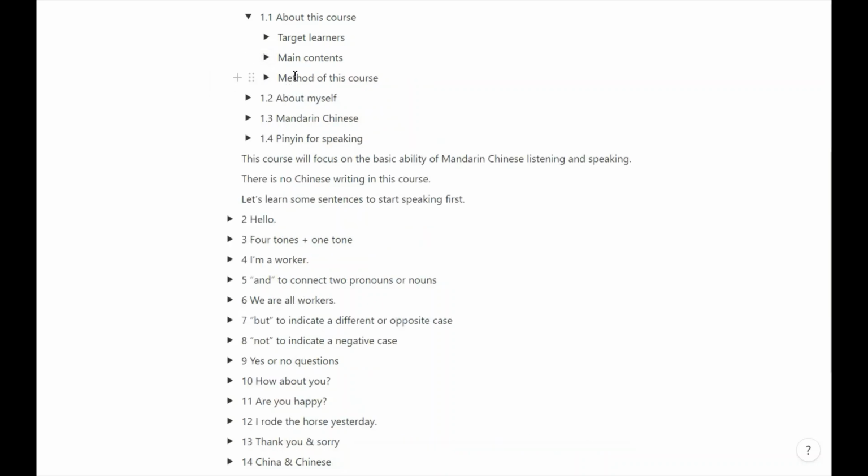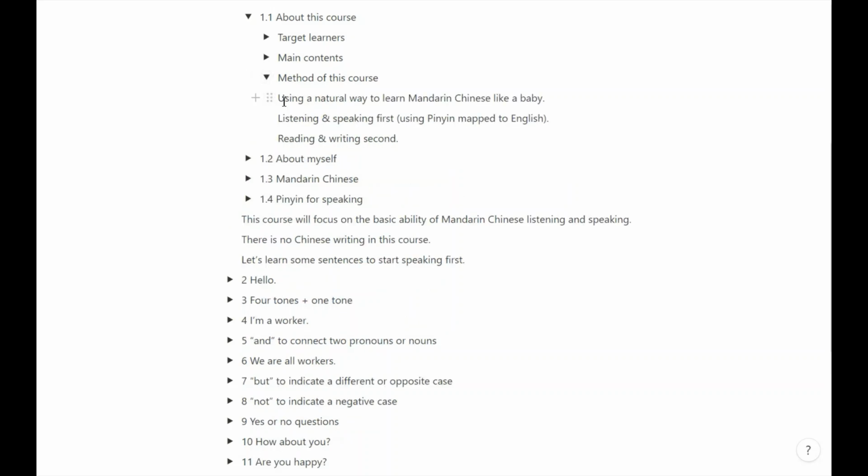The method of this course. We will use a natural way to learn Mandarin Chinese like a baby. That means listening and speaking first using Pinyin mapped to English. Then reading and writing as a second step.